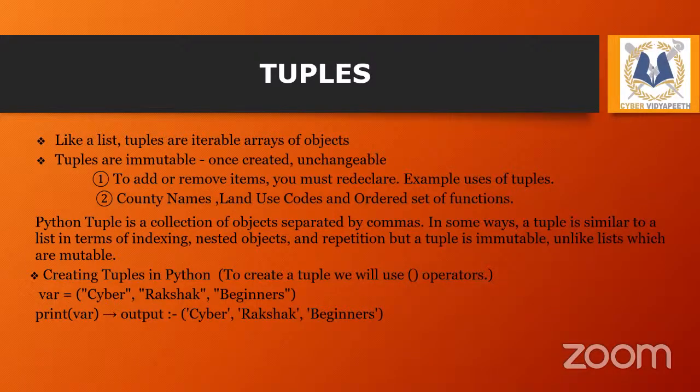So country names, land use codes, and an ordered set of functions are some examples of things you can add in a tuple. A Python tuple is a collection of objects separated by commas. In some ways, a tuple is similar to a list in terms of indexing, nested objects, and repetition. I'm not touching nested objects right now, so please don't worry about that. But a tuple is immutable, unlike lists, which are mutable.